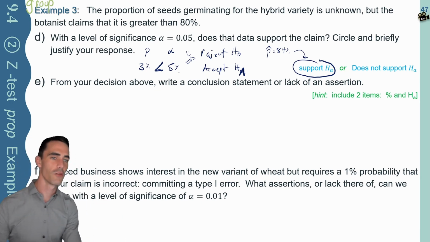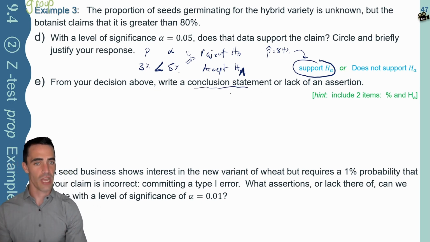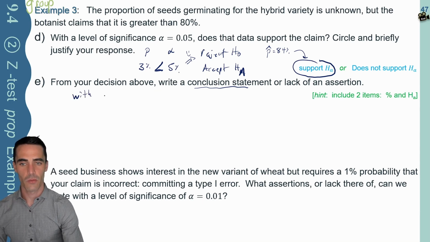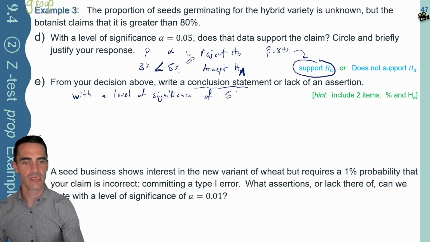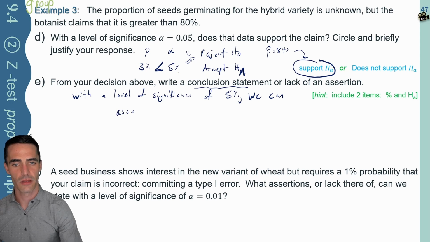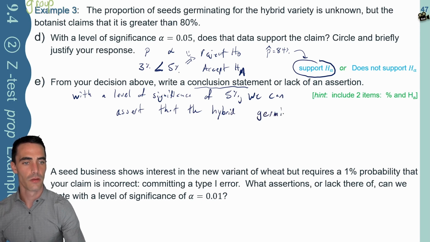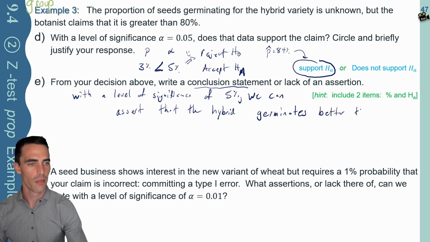From your decision above, write a conclusion statement or lack of an assertion. Again, we get to write a proper conclusion statement because we got to reject the null hypothesis. And we'll say this: with a level of significance of 5%, which is the proper level, we can assert that the hybrid wheat germinates better than 80%, better than the parent wheat.